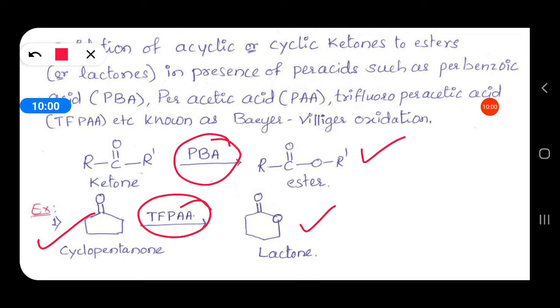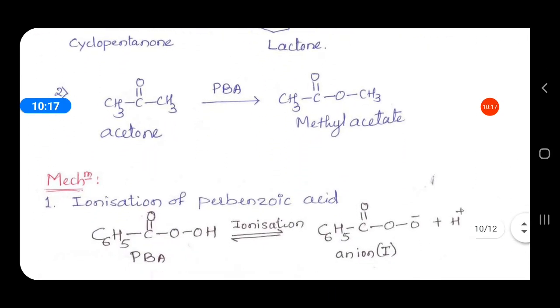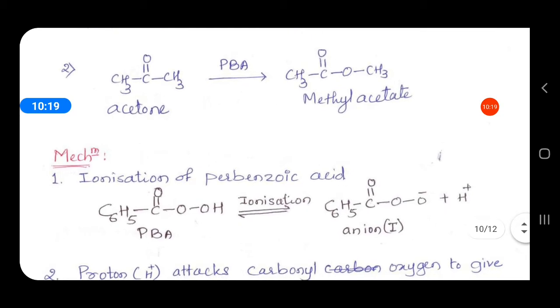Here also the C double bond O OR group, the ester group, is present, but it is in the form of a cyclic compound. So these are called lactones. And how does this reaction take place? Suppose acetone is taken; in the presence of perbenzoic acid, the ester methyl acetate is formed.